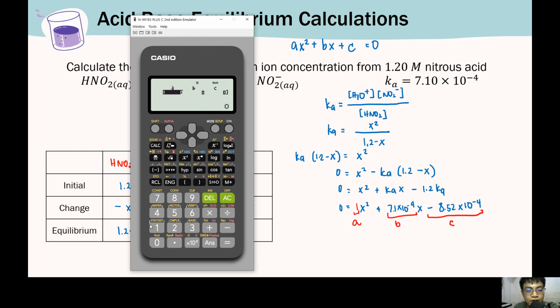So for a, that's 1 only. For b, that's 7.1 times 10 raised to negative 4. And then for c, that's negative 8.52 times 10 raised to negative 4. Again, if you have a negative sign, you have to include it.